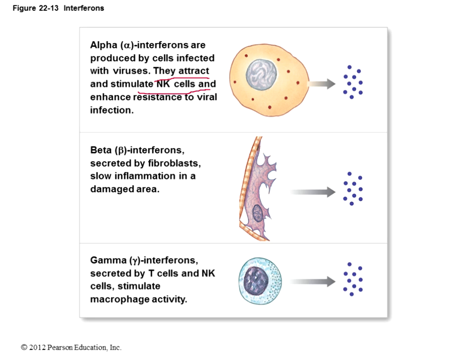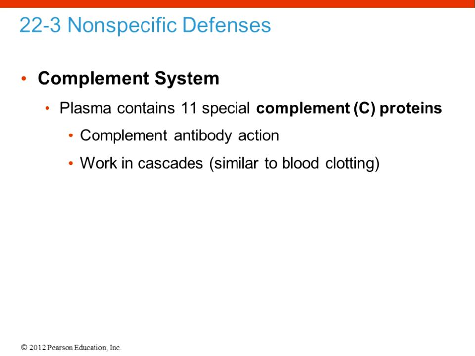They attract and stimulate natural killer cells to enhance resistance at that target. Beta interferons, which are secreted by fibroblasts, slow inflammation in that location, and then gamma interferons are secreted by T cells and natural killer cells to stimulate and help macrophages identify and target these viruses. All right, so interferons. Complement is another system.